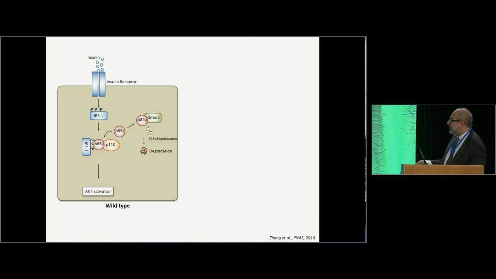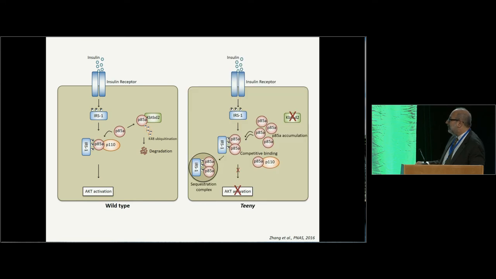So in the normal situation, we would hypothesize P85 alpha is made, but much of it is degraded as a result of the action of KBTBD2, and only some of it participates in insulin signaling. On the other hand, if you knock out KBTBD2, P85 alpha accumulates to high levels, and as Lou Cantley has shown, when there's too much P85 alpha, then a sequestration complex forms and the insulin signal is interrupted.